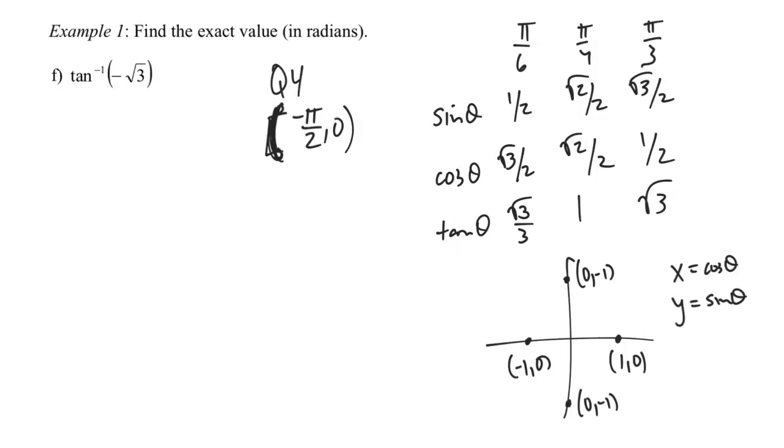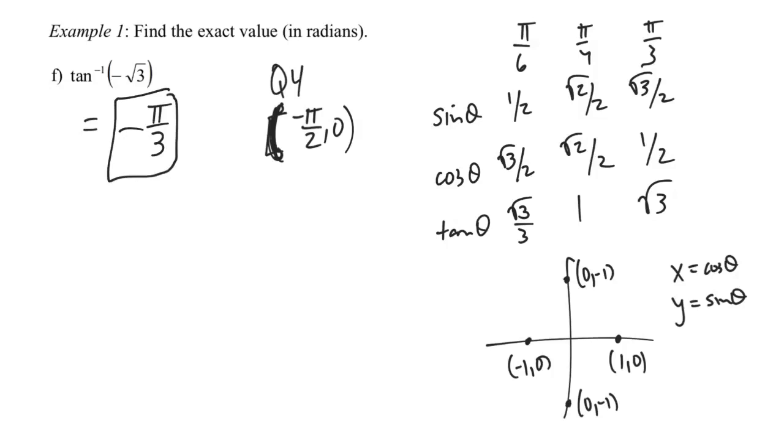And so I see here tangent of theta is equal to square root of 3 when theta is pi over 3. And so here I'm going to write pi over 3, but the fact that it's negative root 3 here inside the parentheses tells me that my answer needs to be negative, and so the answer here is going to be negative pi over 3.